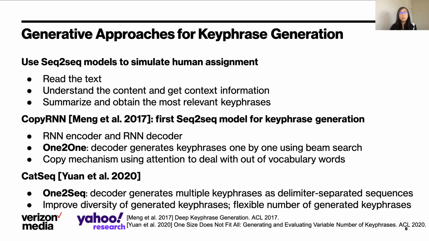And then there's a number of follow-up works to improve this copy RNN idea. And there's one particular work that I want to mention here, called cat sequence.